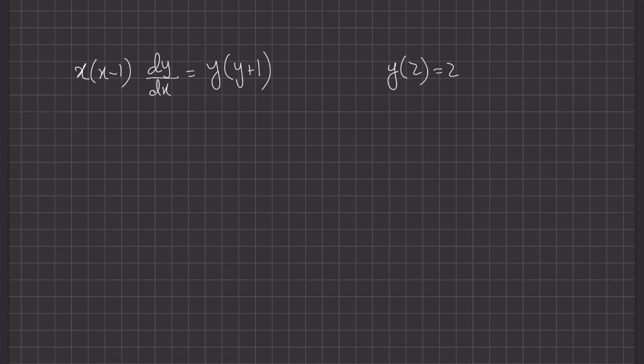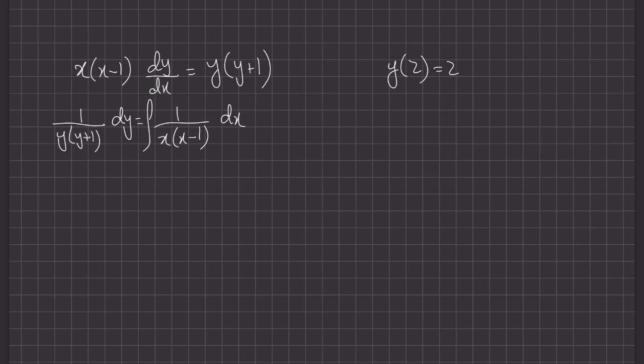The next question is a separable equation. x times x minus 1 times dy over dx equals y times y plus 1, with the boundary condition y of 2 equals 2. We can begin by cross-multiplying. Let's keep the y terms on the left side and the x terms on the right. Then we can integrate this. However, there does not appear to be a clear-cut way to integrate this. Therefore, we use partial fractions.